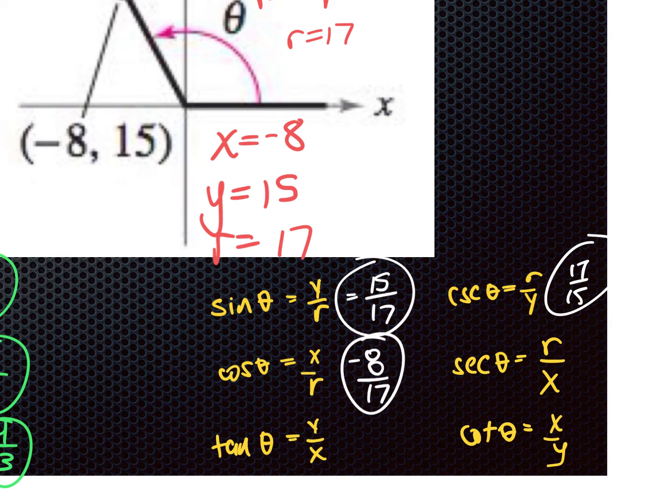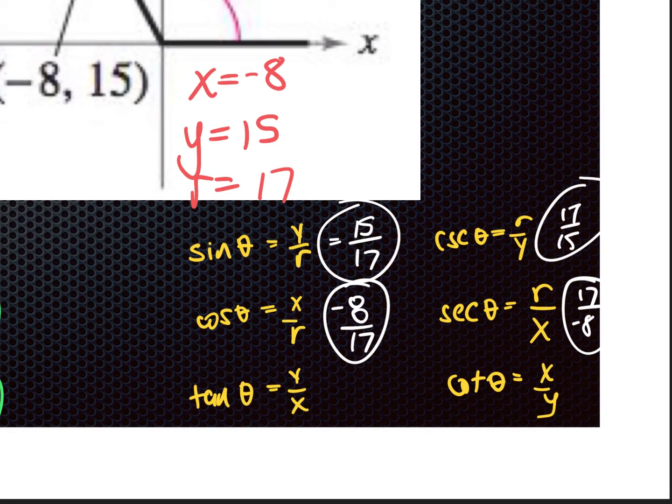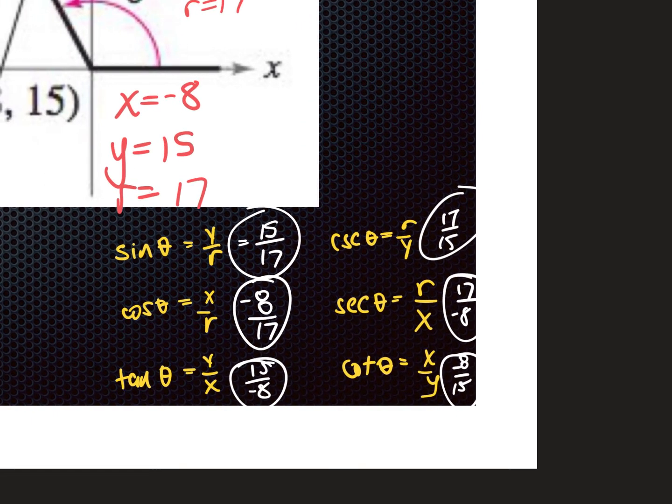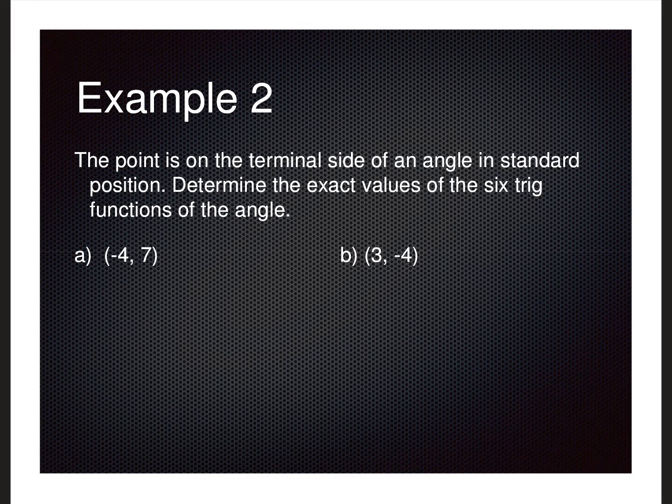Negative 8 over 17, so then secant is 17 over negative 8. Does it matter where you put that negative? No. It can be in the denominator, it can be in the numerator, or it can just be out in front. Doesn't matter. And then my tangent is y over x. 15 over negative 8. And negative 8 over 15. Good job, guys.